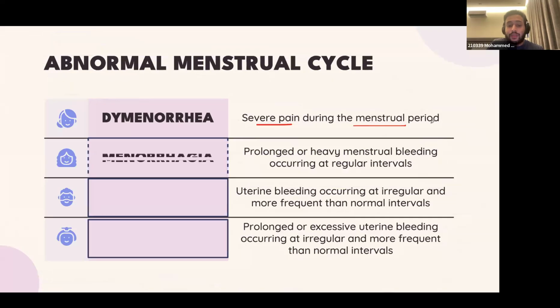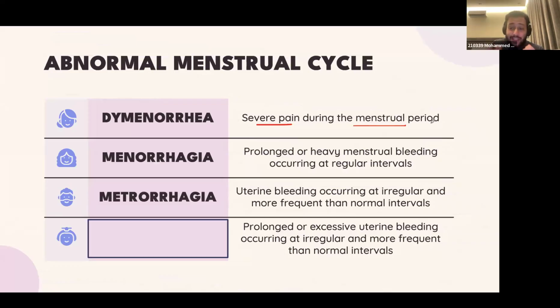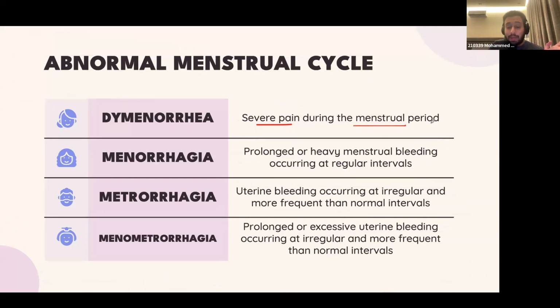Now, the second definition or second term is prolonged or heavy menstrual bleeding at regular intervals. Menorrhagia, excellent, okay? The key term is prolonged or heavy bleeding at regular intervals. How about if someone has bleeding that's irregular? This next definition. Metrorrhagia, excellent. How about if you have heavy or prolonged bleeding at irregular intervals? Menometrorrhagia or metromenorrhagia. Good.